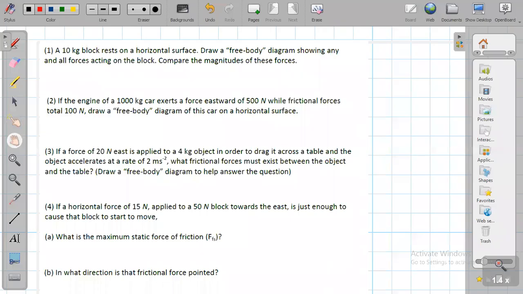Okay, guys. Okay. A 10-kilogram block rests on what?